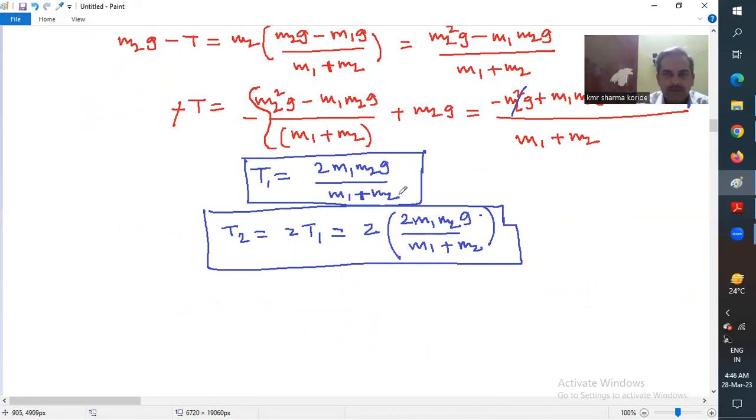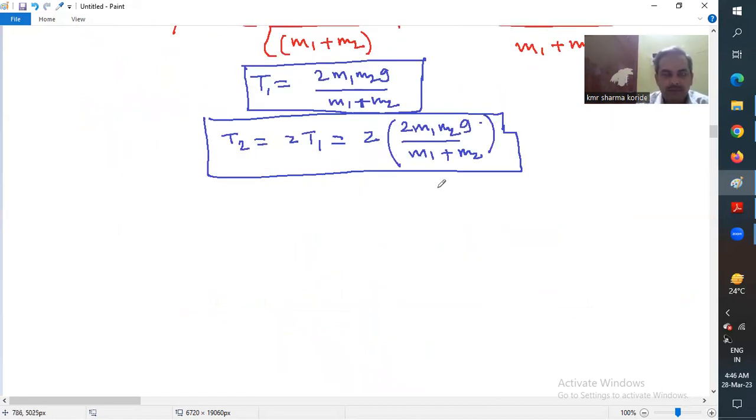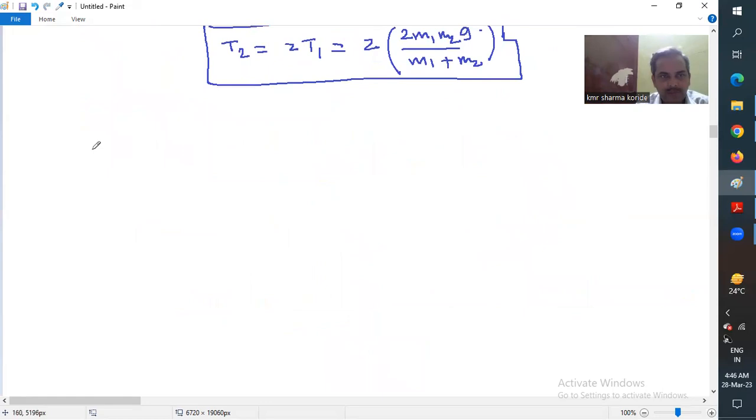So let us discuss another case. It is the same. Suppose, let us say this is the pulley.